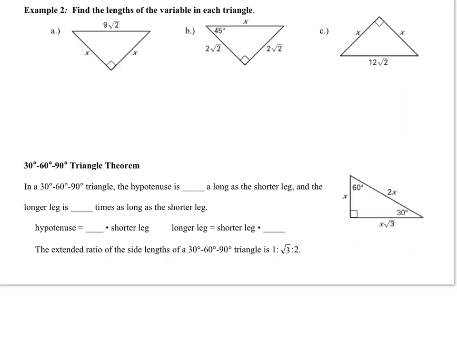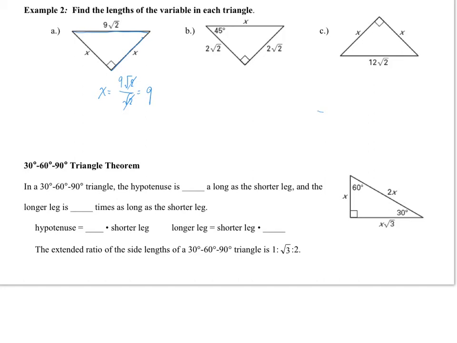Example 2. Find the lengths of the variable in each triangle. Now, here they give you the length of the hypotenuse, and they want you to find the length of each leg. So we'll have to do the inverse. 9 square root of 2 divided by square root of 2, which is just 9.